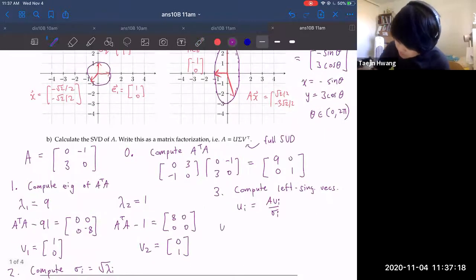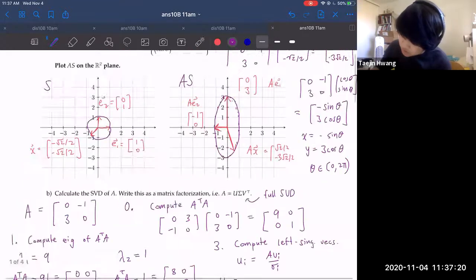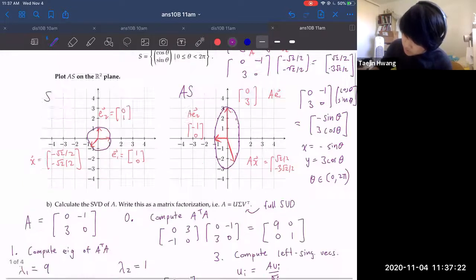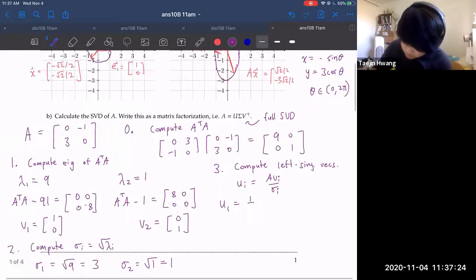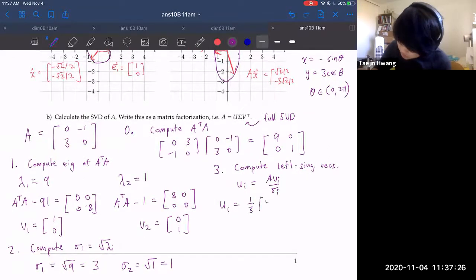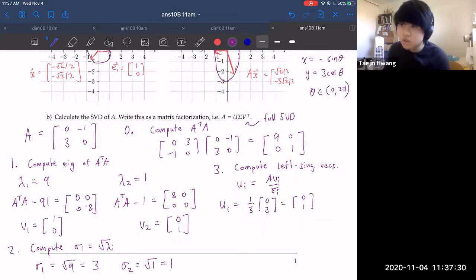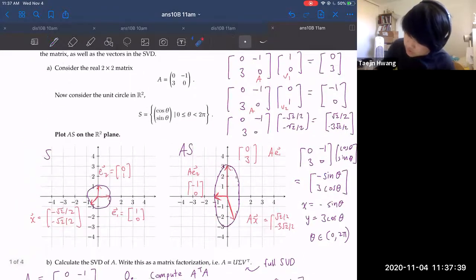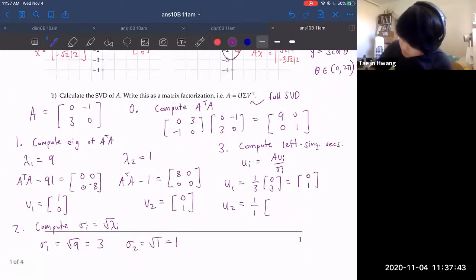So let's just save ourselves some time and copy our results from over here. If we hadn't done these computations, we'd have to do them, though. But since we have these results, U1 is going to be equal to 1 over sigma 1, which is 3, times 0, 3, which is then just 0, 1. And U2 is going to be equal to 1 over sigma 2, which is 1, times our other vector here, which was minus 1, 0. So we end up with minus 1 and 0.